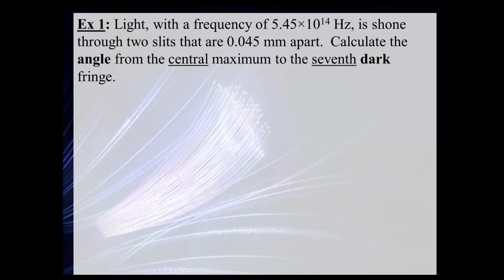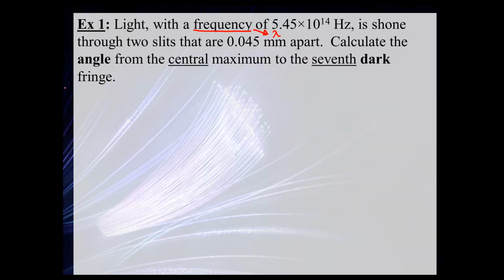All right, a couple of examples. Light with a frequency of 5.45 times 10 to the 14 hertz is shone through two slits that are 0.045 millimeters apart. Calculate the angle from the central maximum to the seventh dark fringe. None of our equations we had dealt with frequency of light, so it might be a bit confusing as to what to do with the actual frequency. Well, it turns out it's not confusing at all. What I want to do is take the frequency and turn it into wavelength.